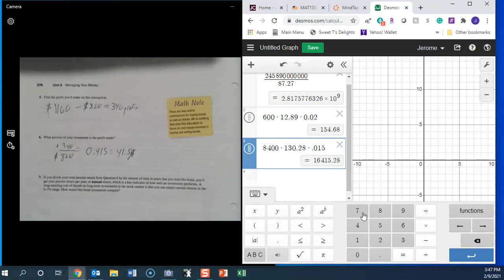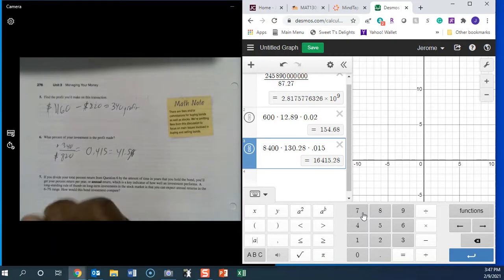Okay, number 7. If you divide your total percent return from question 6 by the amount of time in years that you hold the bond, you'll get your percent return per year, or annual return, which is a key indicator of how well an investment performs. A long-standing rule of thumb on long-term investments in the stock market is that you can expect annual returns in the 6 to 7% range. How would this bond investment compare?